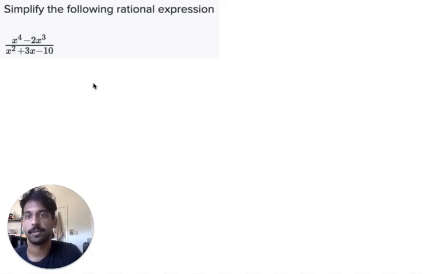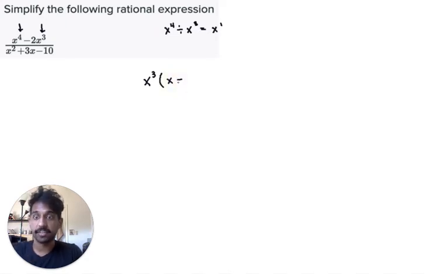Well, in this numerator, I know that I can take out an x cubed, because this x to the power 4 has an x cubed inside of it, and this 2x cubed has an x cubed also. And so I'm going to factor out that x cubed. What that's going to leave for the x to the 4th, well, x to the 4th power divided by x to the 3rd power is just going to give me x to the 1st power. So all I'm left with is x, minus, and then when we take out the x cubed from the 2x cubed, we're just left with 2.